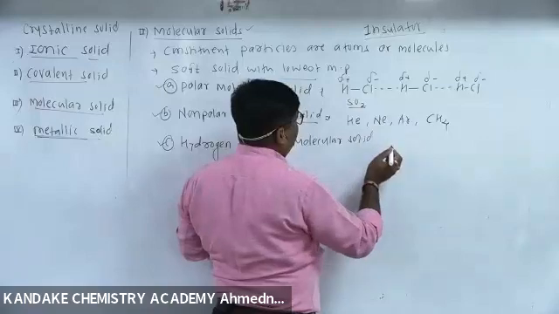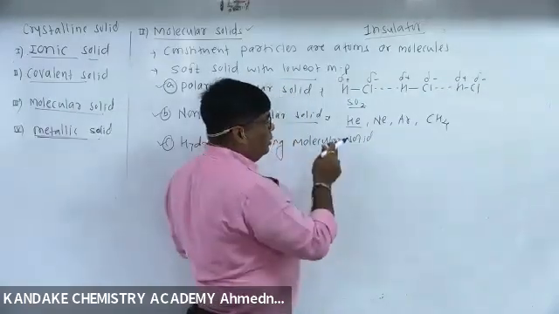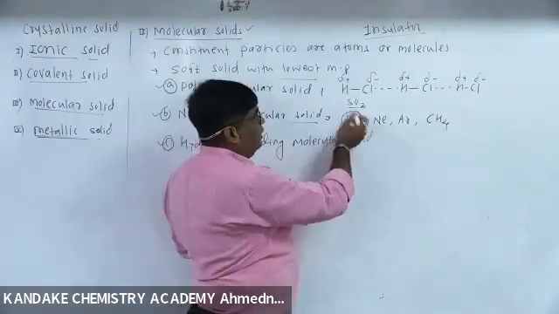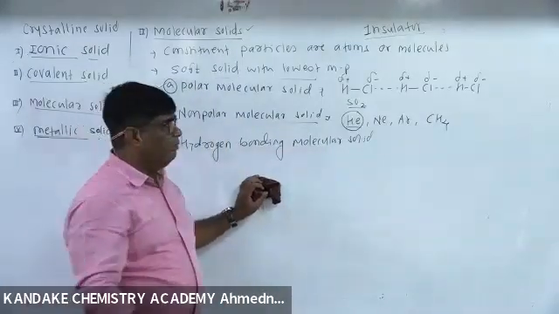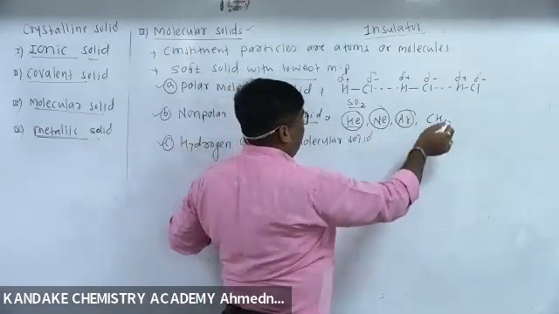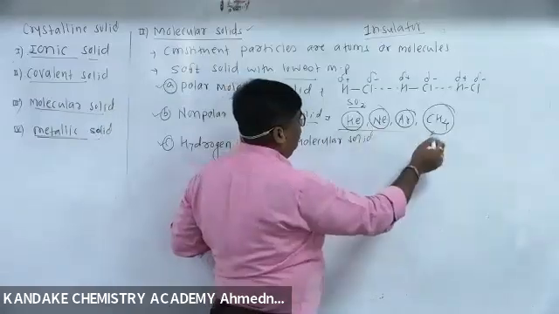So when they are converted into solid state, helium is a non-polar molecule. What is its atomicity? 1. One molecule containing one atom. So what will the constituent particle be here? Atom. In helium, the constituent particle is an atom. In neon, the constituent particle is an atom. In argon also, an atom. And in CH4, it will be a molecule.